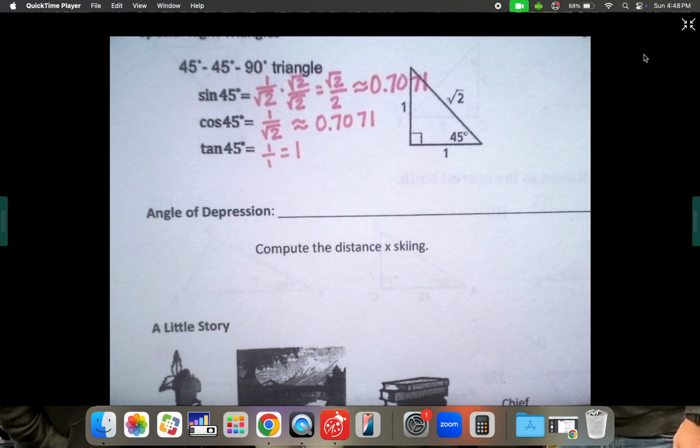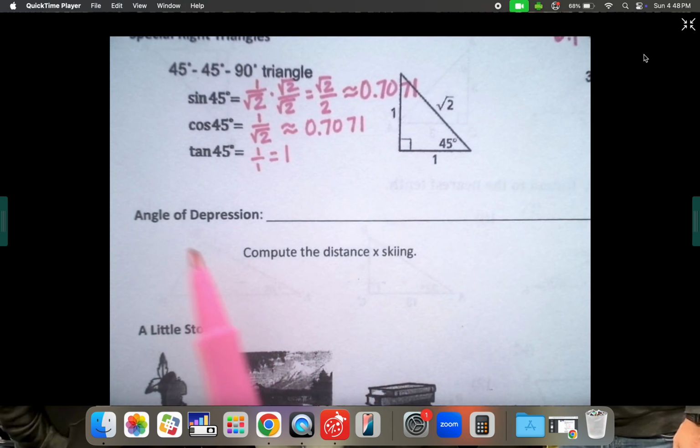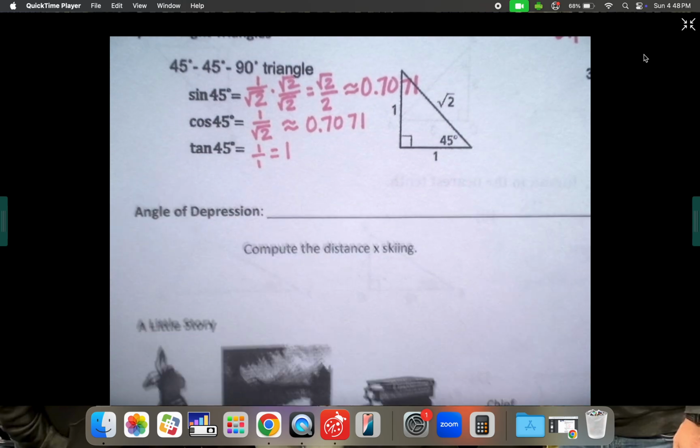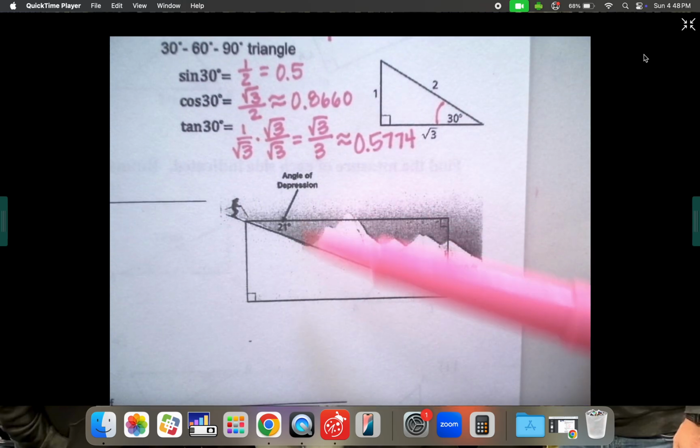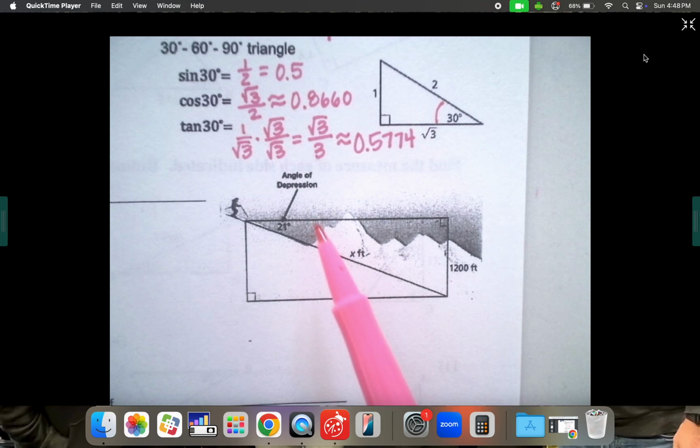Okay, you might remember a couple lessons ago, or maybe it was the last lesson, I can't remember, we had angle of elevation. So this time you're skiing, so you have an angle of depression.